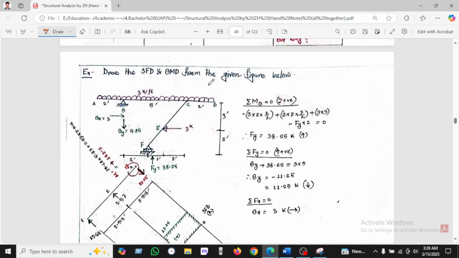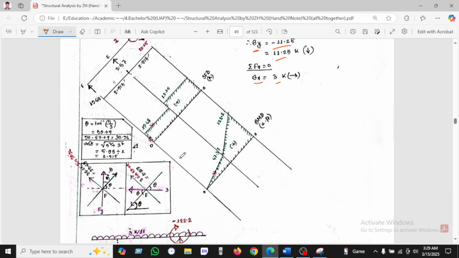We have to draw the shear force and bending moment here. So the equation is given here. Summation of moment we have been taking at point B. This is the point B, and after taking all the moments and finding Fy, the Fy value is 38.25, and we have been taking summation of Fy, upward is positive, so that's why we will want Fby, which is taking negative, so that's why 11.25 is getting negative, and summation of Bf equal to 0 will be 3. Okay, so let's see here.